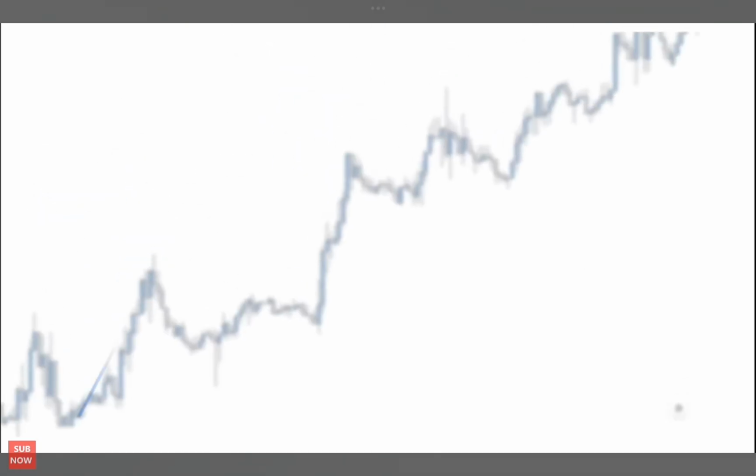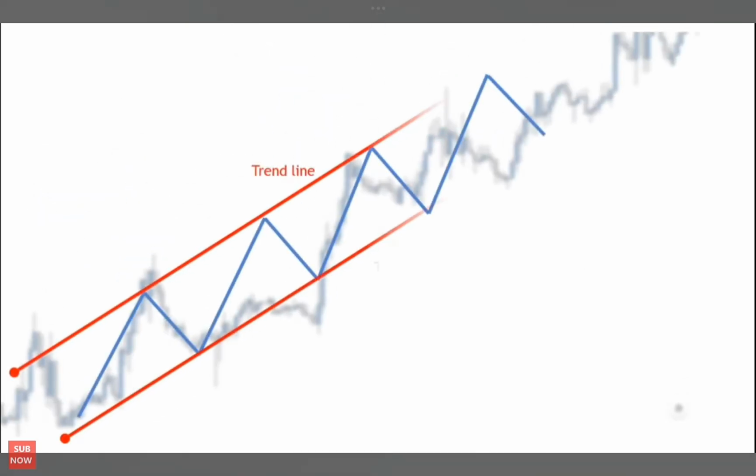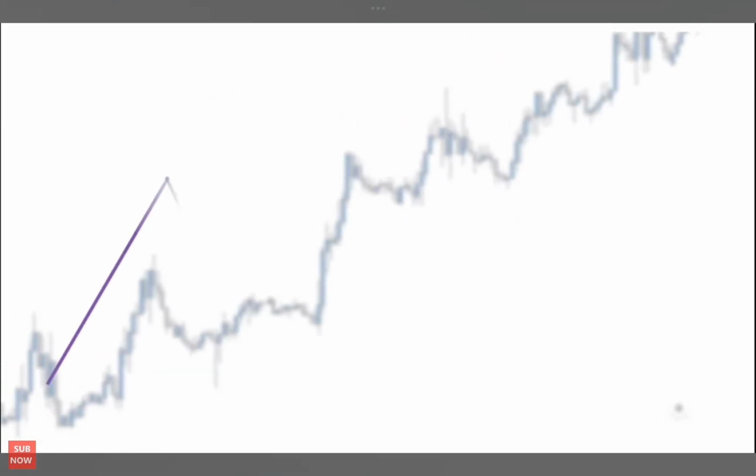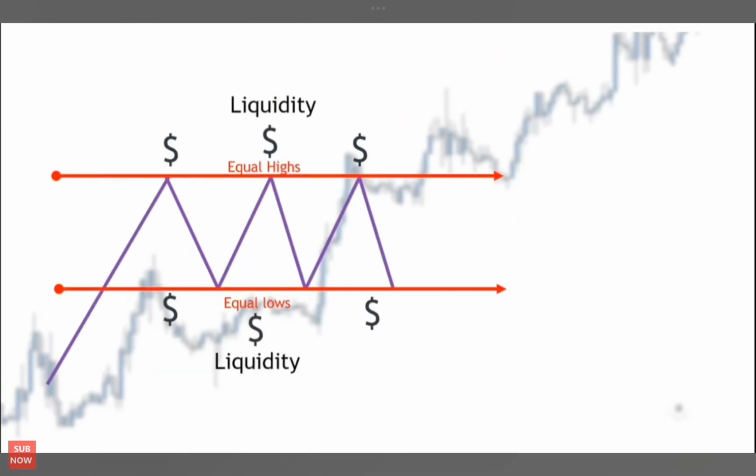It always accumulates behind the dynamic trend line, or above the equal highs, or below equal lows in the market. And the reason why the market always tends to break through these areas is to gain the liquidity that drives its movement.